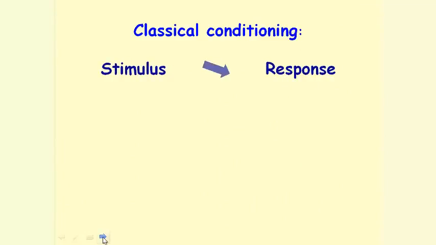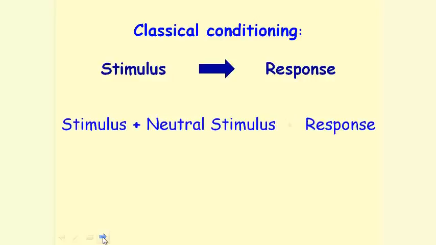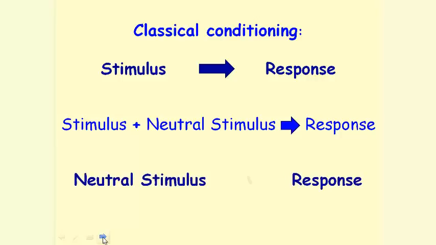Here's the diagram that I'm going to be asking you to draw for classical conditioning. Stimulus, arrow, response, and neutral stimulus, arrow, response. So you're going to have just the letters N, S, arrow, R, and the labels for that will be neutral stimulus, causes, response. So you need these 3 steps for classical conditioning.